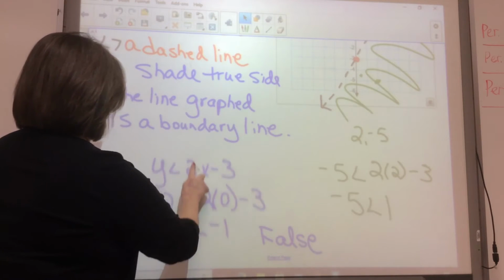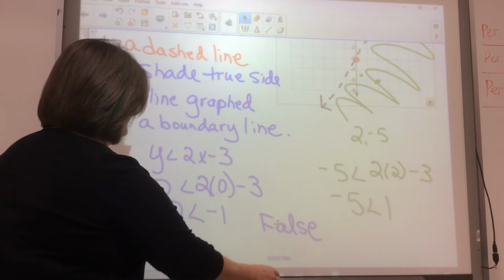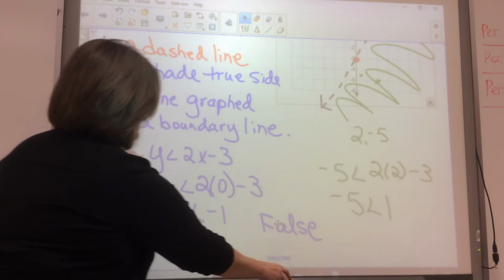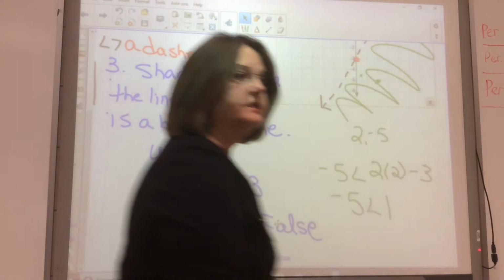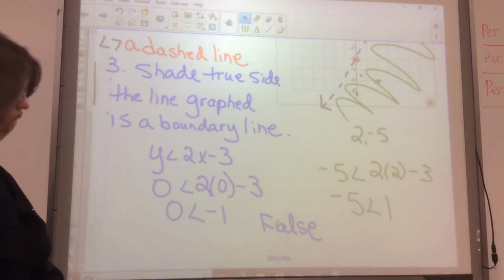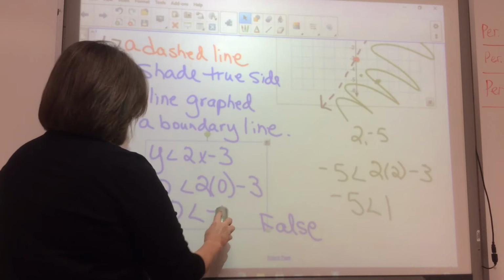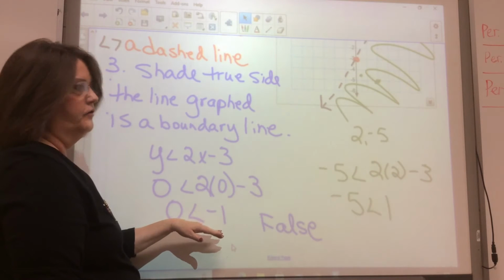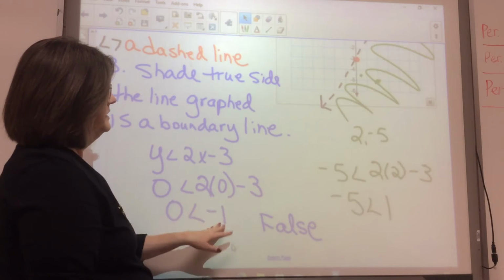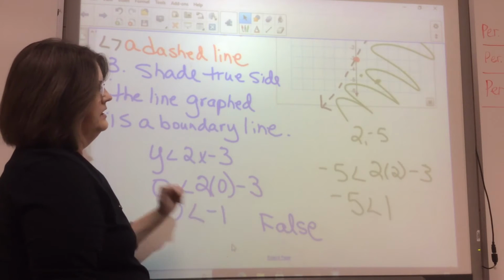That's a mistake. Glad I saw it. It's supposed to say negative 3. But the point still holds. 0 is not less than negative 3. 2 times 0 is 0, minus 3 is negative 3. And 0 is not less than negative 3.